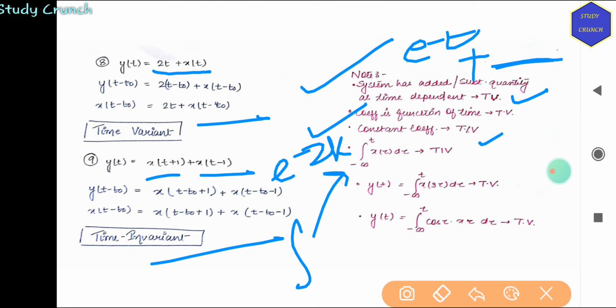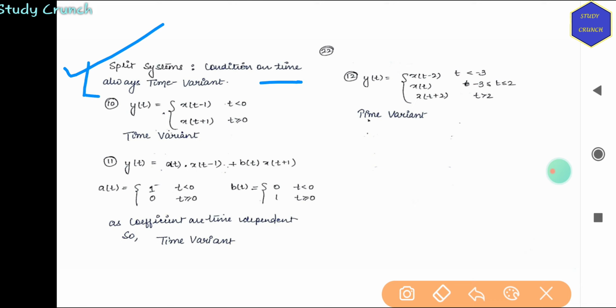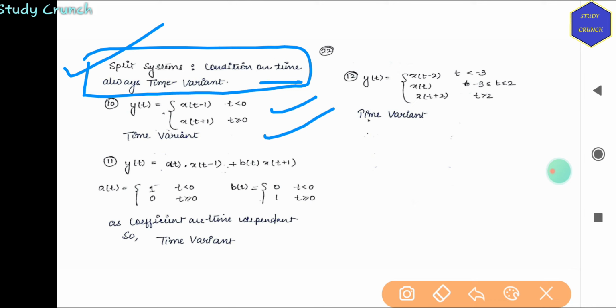If it doesn't have any time term in it. So basically, if we have a time term in any of the signals which is varying, it will be a time variant system. Now split systems, conditioned on time, are always time variant. So split systems are always variant because they will be dependent on time. So if you see any split system, it will be time variant.